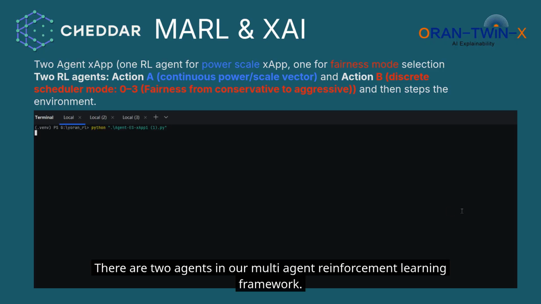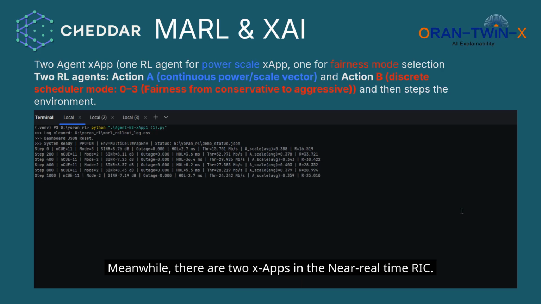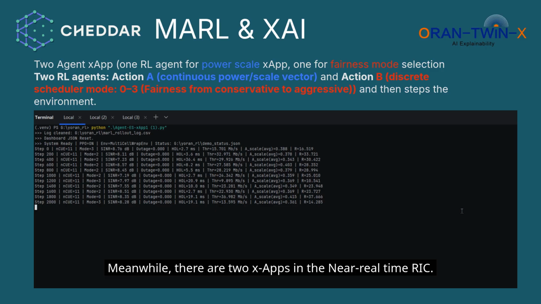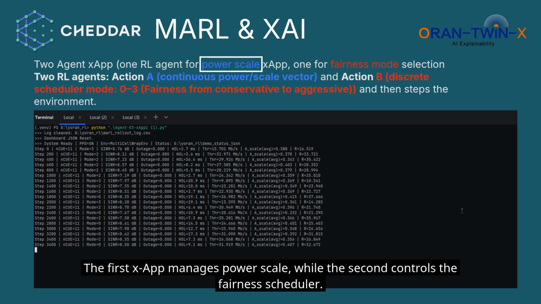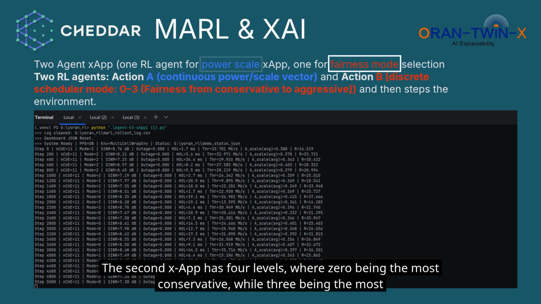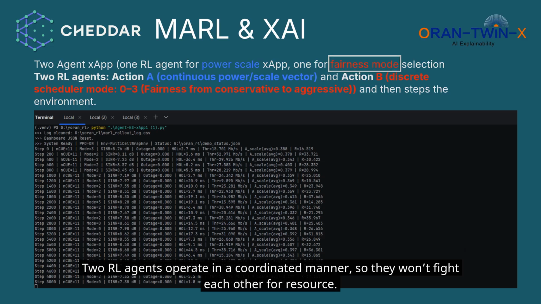There are 2 agents in our multi-agent reinforcement learning framework. Meanwhile, there are 2 xApps in the near real-time RIC. The first xApp manages power scale, while the second controls the fairness scheduler. The second xApp has 4 levels, where 0 being the most conservative, while 3 being the most aggressive. 2 RL agents operate in a coordinated manner, so they won't fight each other for resource.